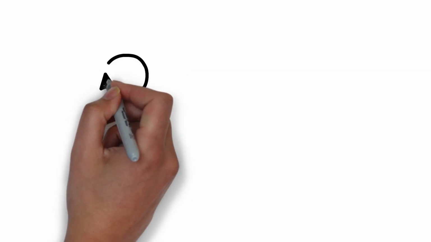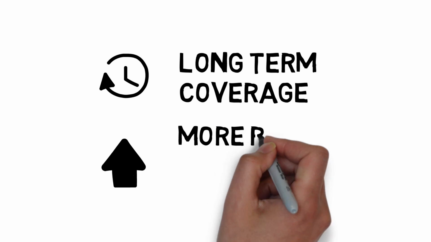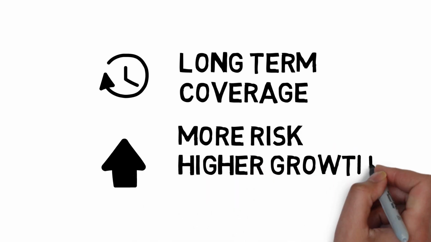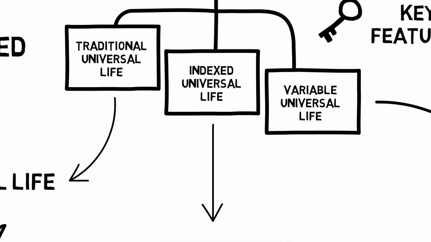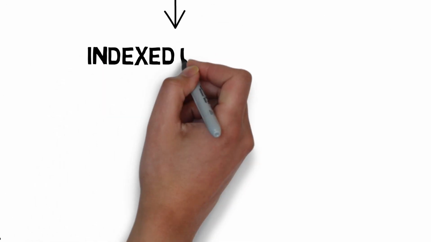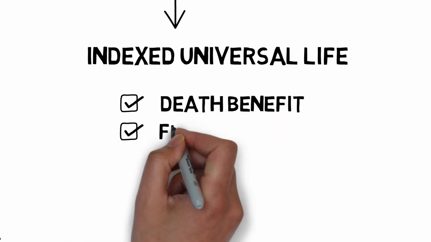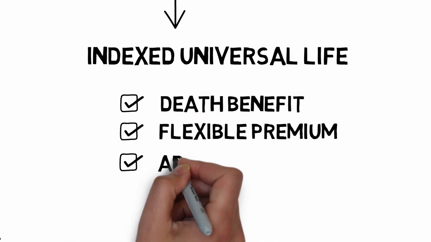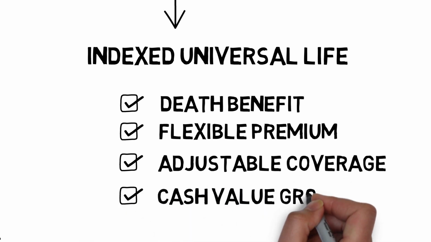A VUL policy has more application for the consumer who wants long-term coverage and wants to assume more risk in the investment portion for the possibility of a higher accumulation potential. Indexed universal life is somewhere in between traditional UL and variable UL. You still get death benefit protection, flexible premiums, the ability to adjust your coverage, and the tax-deferred cash value growth that other UL products offer.